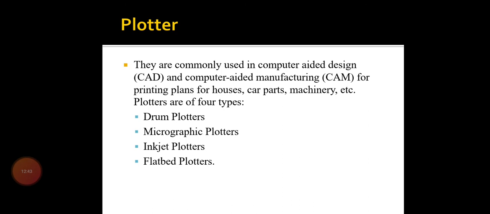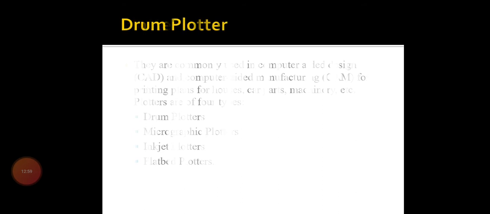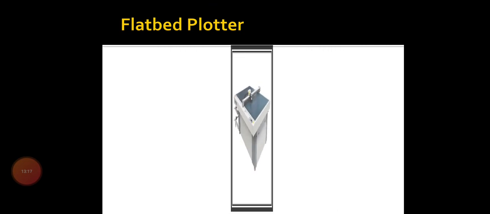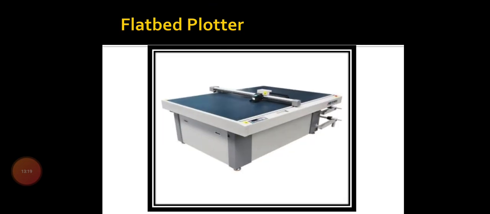They are commonly used in computer aided design and computer aided manufacturing for printing plans for houses, car parts, and machinery. Plotters are of 4 types: drum plotters, micrographic plotters, inkjet plotters, and flatbed plotters. Here is the picture of a drum plotter, which is already given in your book. There is a drum, can you see? And flatbed plotters. It is just like a table. It is flat like a table.